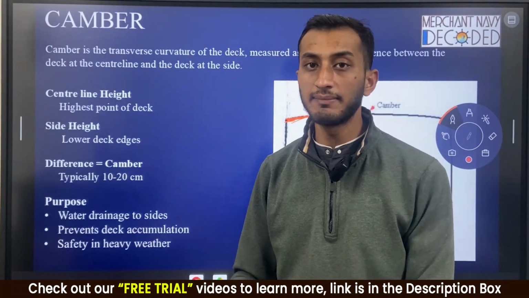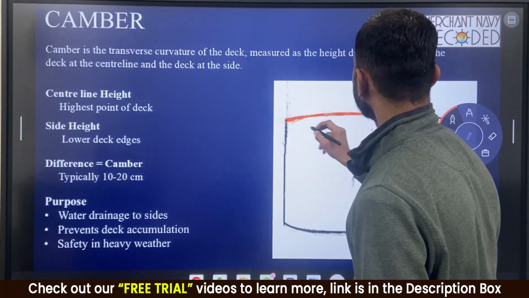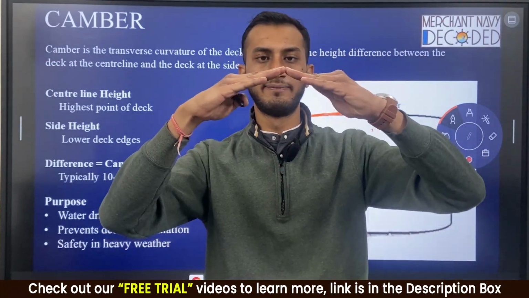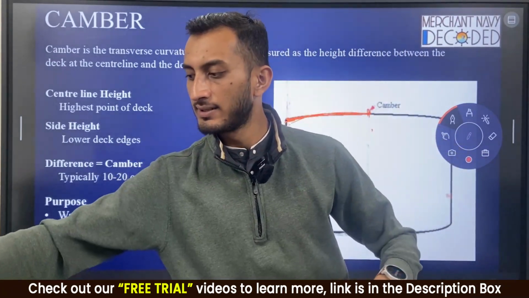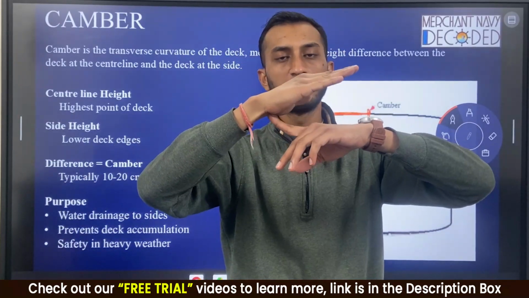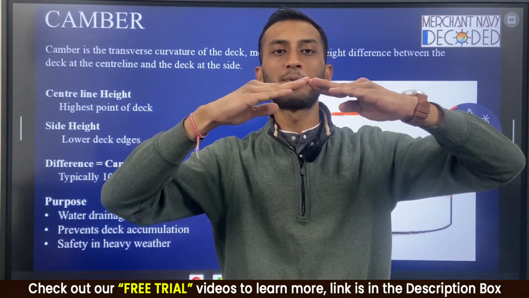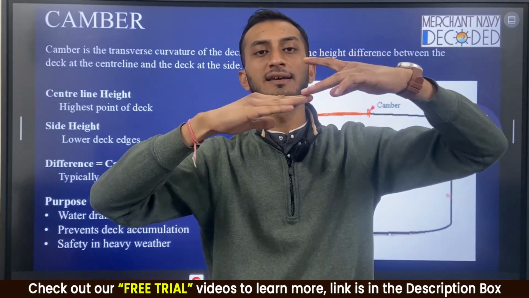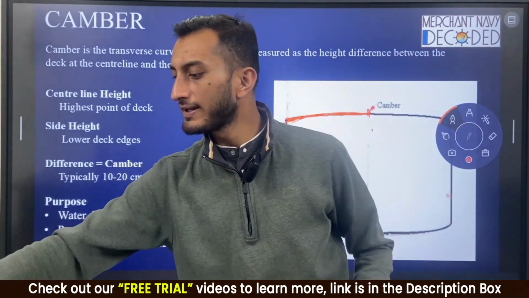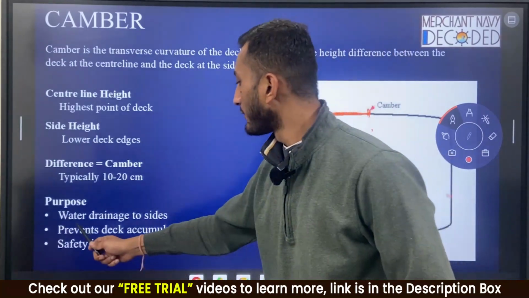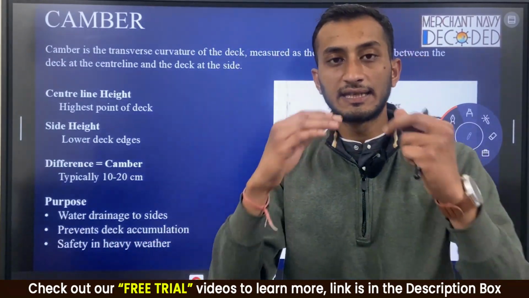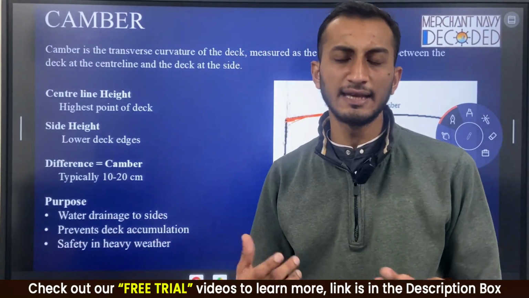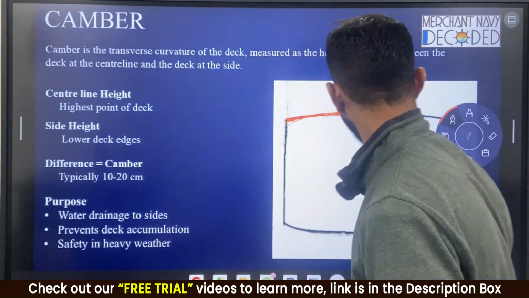Basically, this is camber, and it is measured at midship. It is like a curve. If my hands are the deck, this is the lowermost point on midship and this is the highermost point on the midship. So this curvature is camber. And the reason why this curvature came into place is for water drainage to the side, it prevents deck accumulation. There is no water accumulated, and it is used as safety in heavy weather.